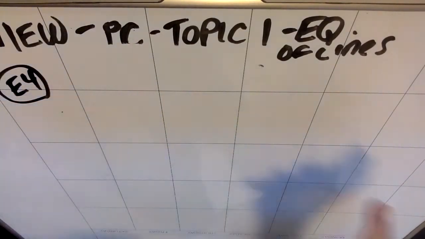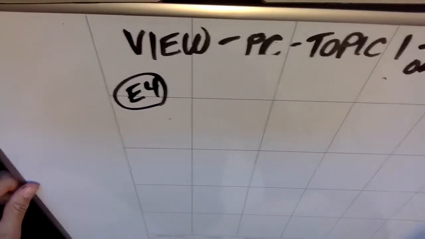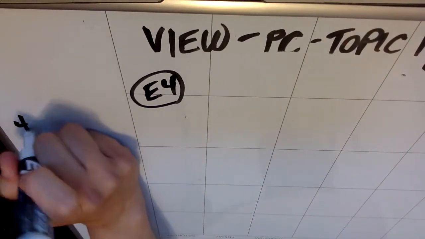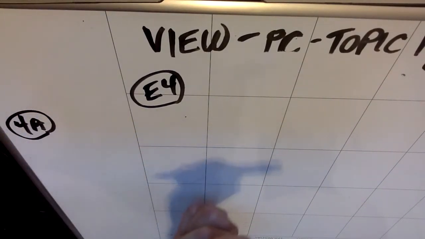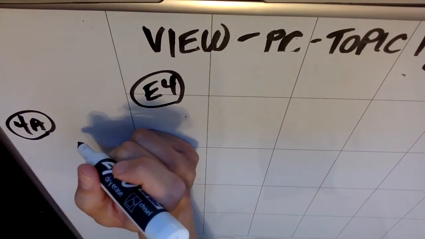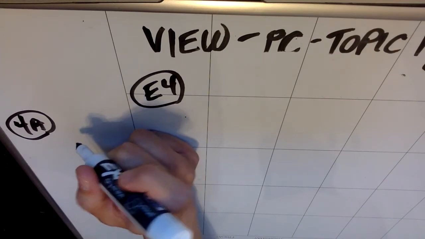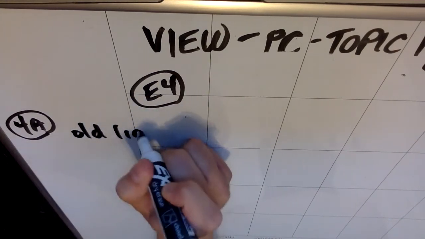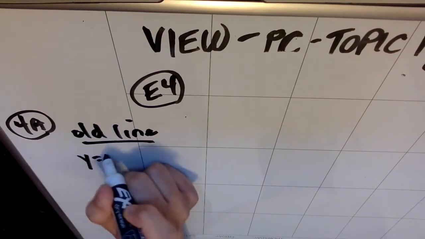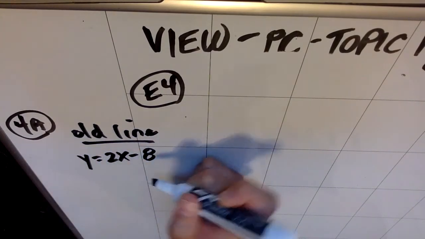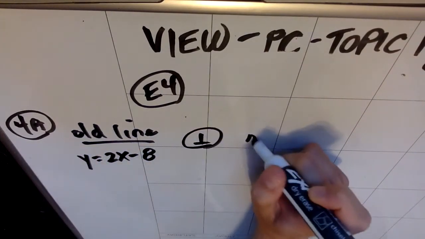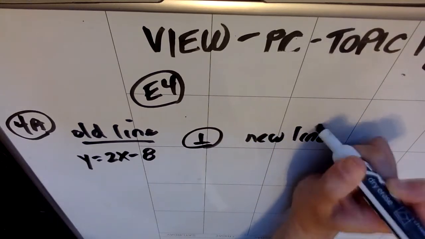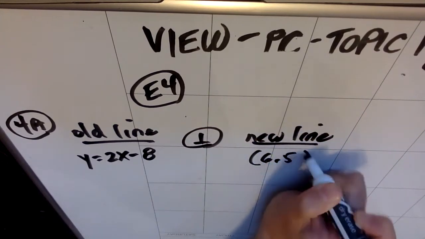So in 4a, and actually I'm going to see if I can be slightly better about using my space here, and I'm going to try really hard not to have to erase the board every 5 seconds. So I have a line that is perpendicular, so I have this old line, okay? I have the old line. It is y equals 2x minus 8. And I want it to be perpendicular to some new line that goes through 6, 5, right?